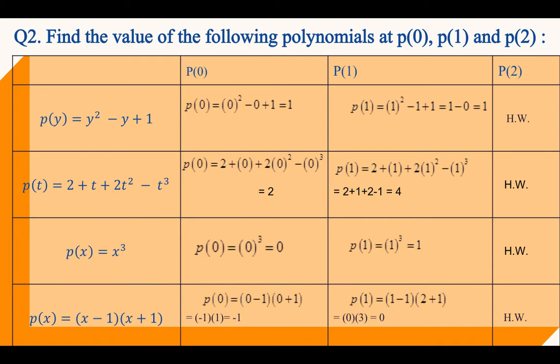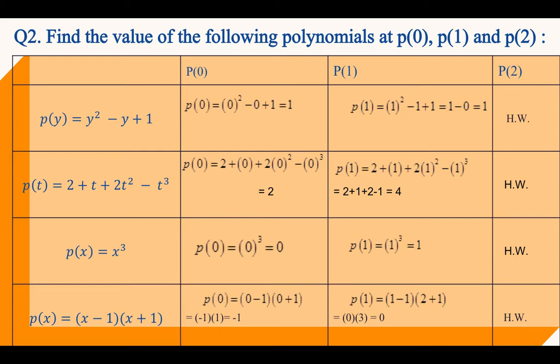So now we come to the fourth part, p(0). Again I will put the value of x as 0. So p(0) is equal to (x minus 1), meaning 0 minus 1, multiplied by (x plus 1), meaning 0 plus 1. So I am left with minus 1 and plus 1 in the brackets. Minus 1 multiplied by plus 1 is equal to minus 1 itself.